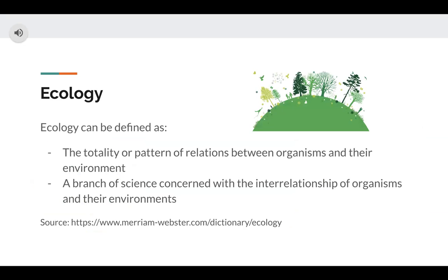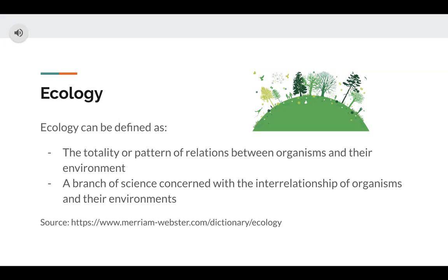So we have two definitions here for the word ecology supported by our lovely online resource, Merriam-Webster Dictionary. Ecology can be defined as the totality or pattern of relations between organisms and their environment. And it can also be defined as a branch of science concerned with the interrelationship of organisms and their environments. So I think it's best if we tackle that first definition, because I'm sure you're probably thinking, what does all that fancy English mean? Well, for this first definition, we have the totality or pattern.